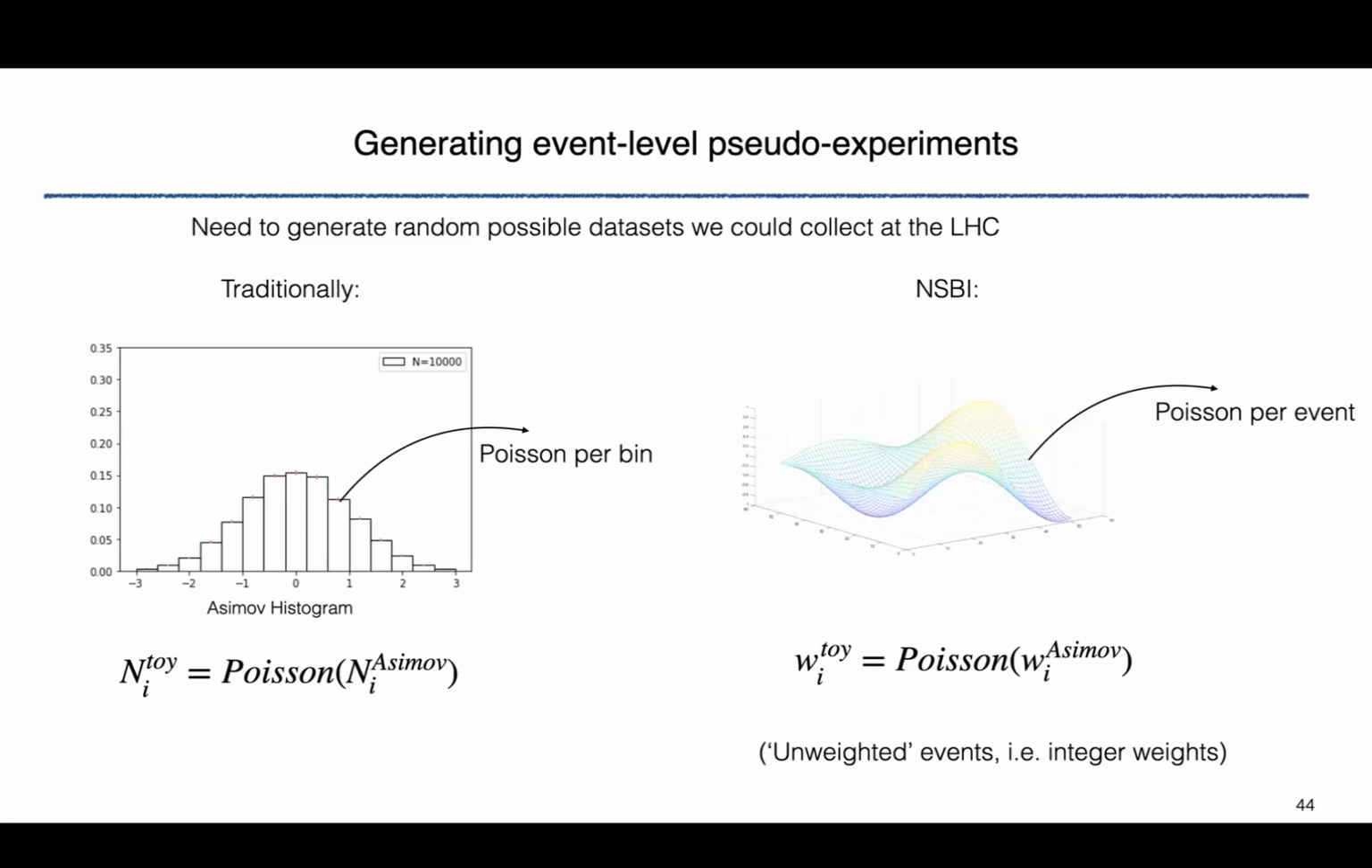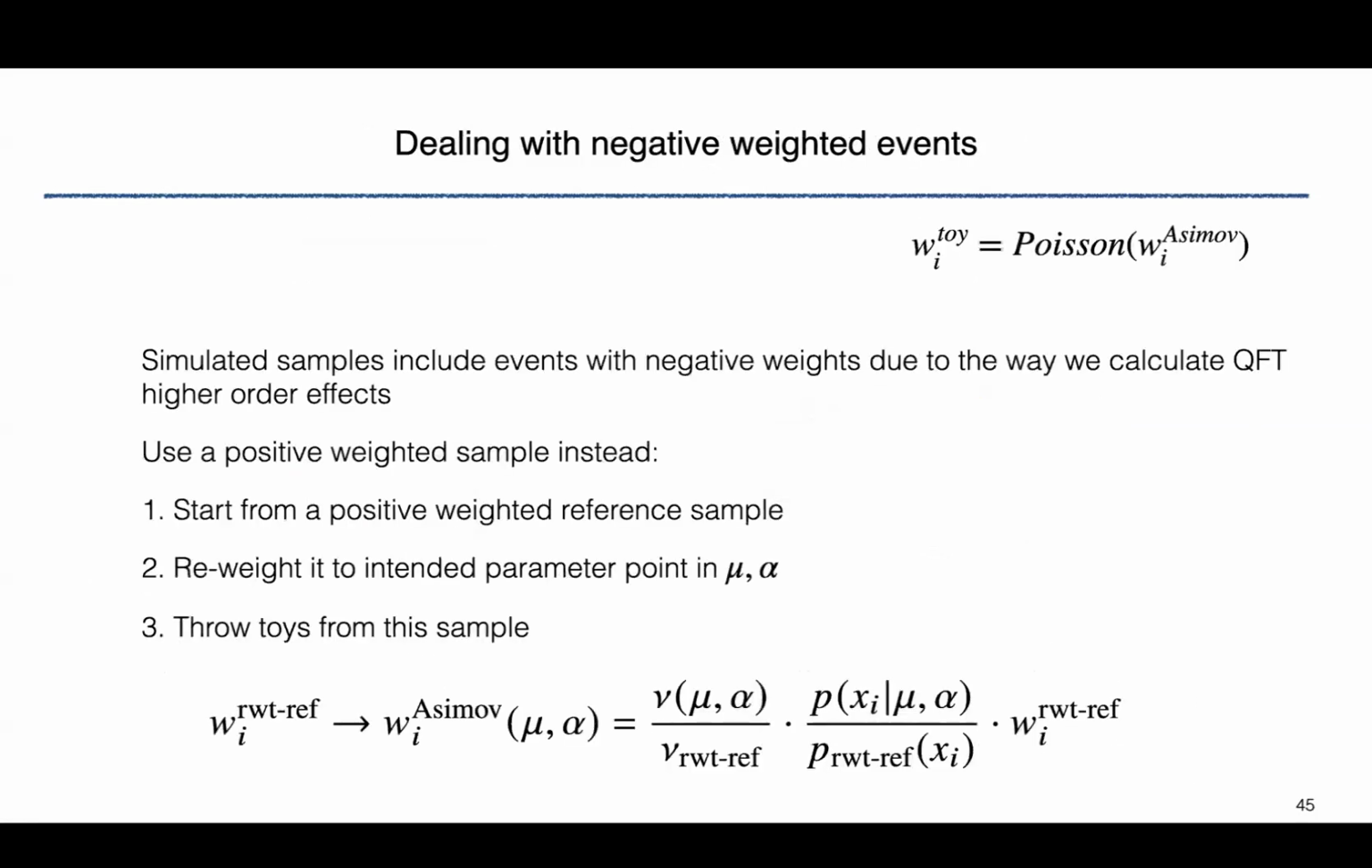In a per event analysis, you can't just look at a histogram, you can look at the full high dimensional data set. So instead, you can do Poisson fluctuations on the weight of the event. Each event has some weight, and then you can sample a Poisson number. These numbers that are coming out are integers, right? It's 0, 1, 2, 3. So you can treat them as unweighted samples, and then do your thing.